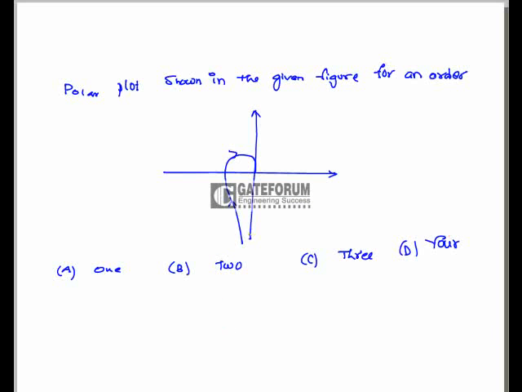The given figure for an order. Here it is starting in the third quadrant, means it is type 1 and it is extended into the third as well as fourth, third as well as second. So it is in order 3, that is because one pole at origin and two non-zero poles. So order 3, that is option C, is correct.